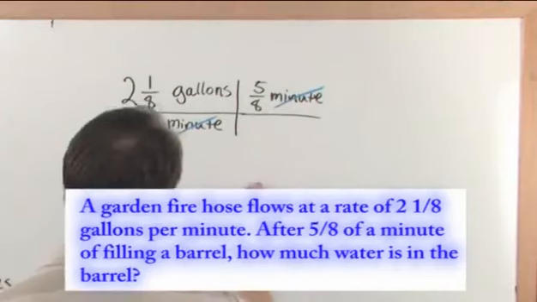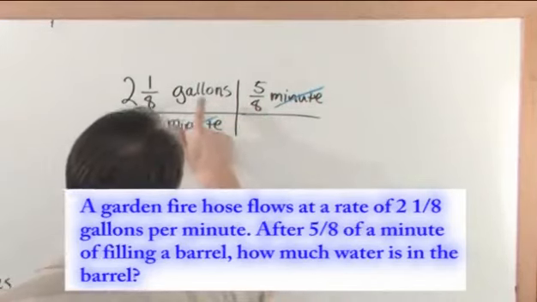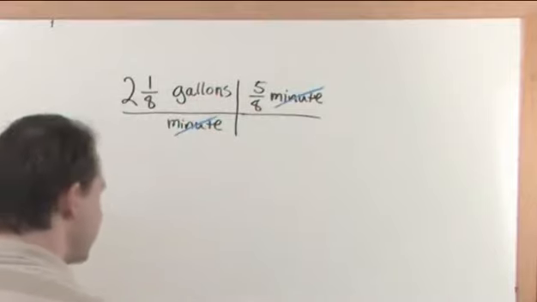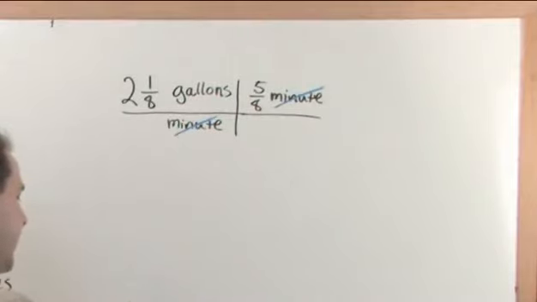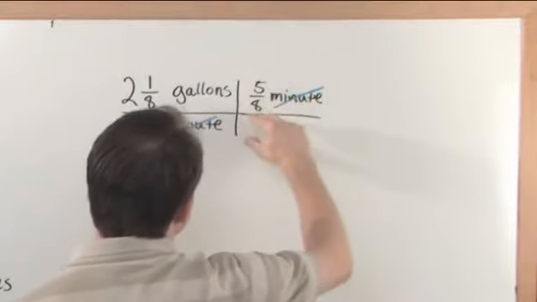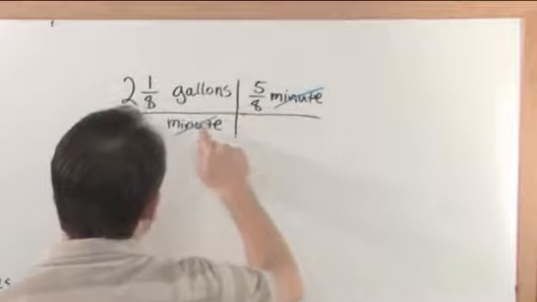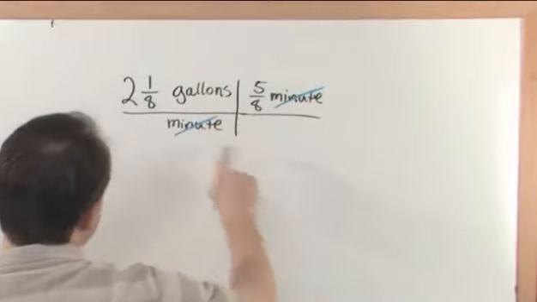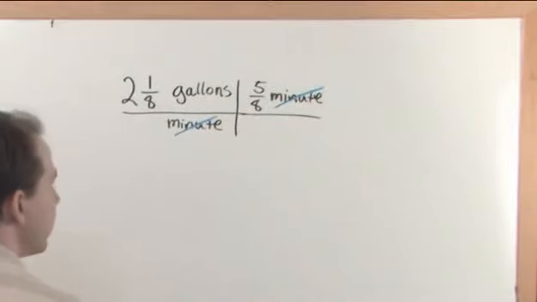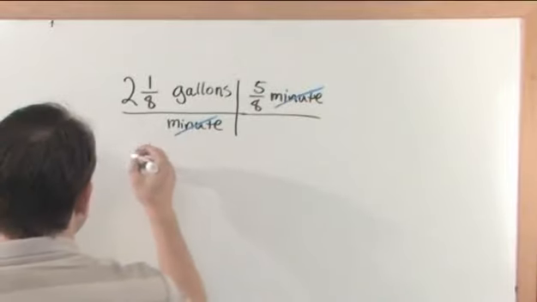So what this is telling you is, if you multiply 2 1/8 times 5/8, you will be left with gallons, and that's what you want because it says how much water is in the barrel, okay? That's how many gallons. So you know you need to multiply. If you were wrong here and tried to divide by 5/8 of a minute, then you would have gallons, minute, and minute. None of the units would cancel, and you would have the completely wrong answer, because you're looking for gallons. So let's go ahead and do this multiplication.